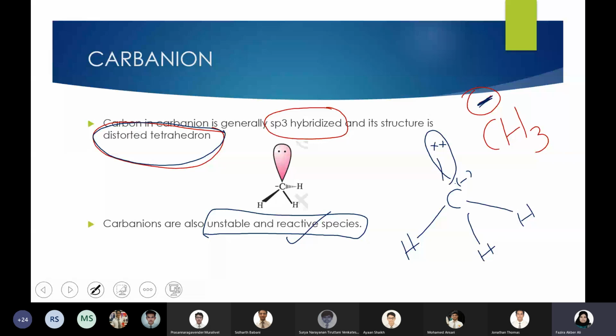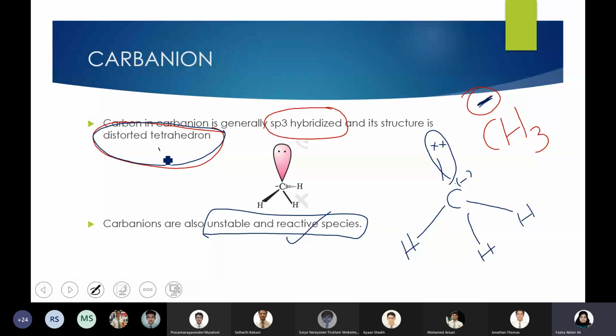Hope you all noted down the important points. Ma'am, is that diagram also necessary? No, this is just for your understanding of how you get a distorted tetrahedral arrangement. Anyway, I will upload the notes, so you can refer to them later also.